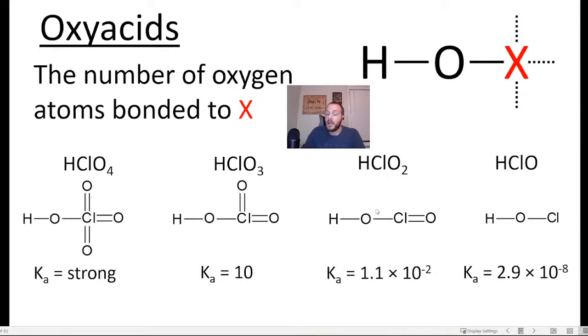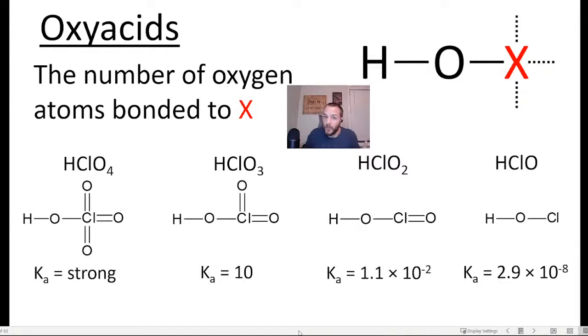And then it drops down even further when you remove another oxygen atom, to result in HClO2. That Ka is 1.1 times 10 to the minus 2. And then finally, for hypochlorous acid, this is the weakest acid of all of these four, coming in with a Ka value of 2.9 times 10 to the minus 8. So notice the pattern here. As the number of oxygen atoms decreases, the strength of the acid also decreases.